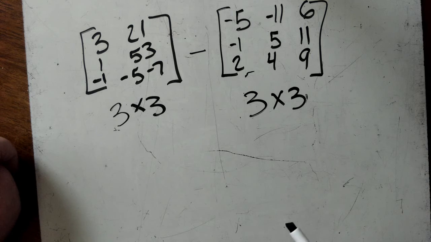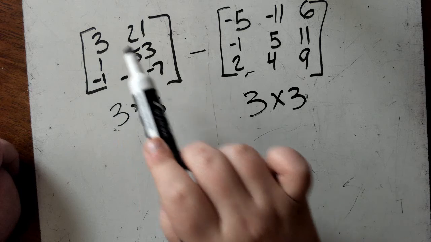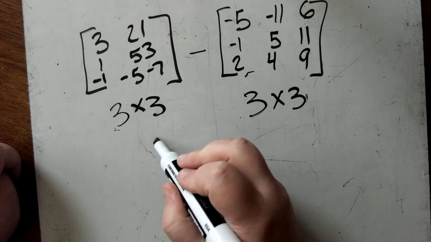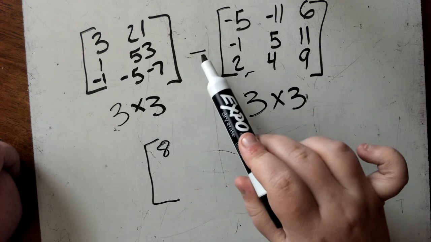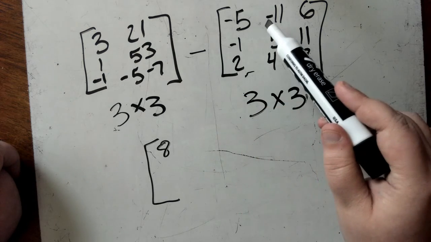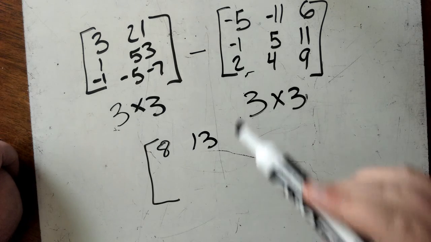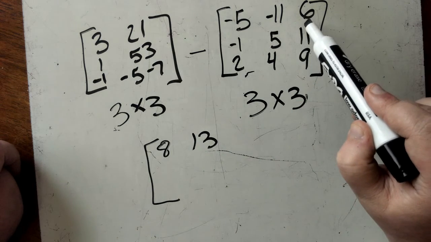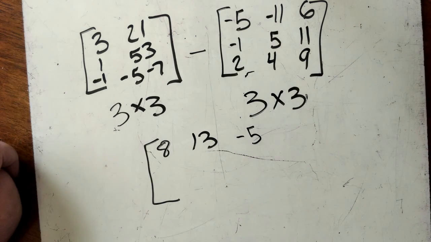So because these are the same size, we are going to be able to subtract them. And when we go to subtract them, we subtract entries that are in the same positions. So when we start with this 3, we need to subtract this negative 5. So 3 minus negative 5 for our answer gives us 8. Next, we need to do 2 minus, and then the number in the same position is negative 11. And 2 minus negative 11 is the same as 2 plus 11, which gives us 13. And then finally, for our top row, we have a 1 minus the number in the same position over here is 6. And 1 minus 6 is negative 5. All right, so that's row 1 all done.